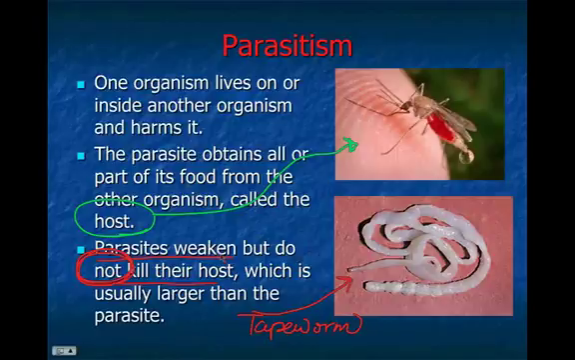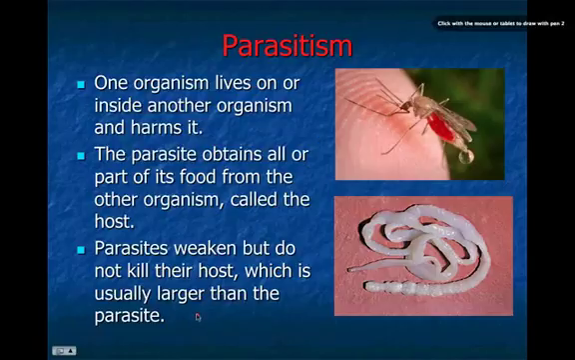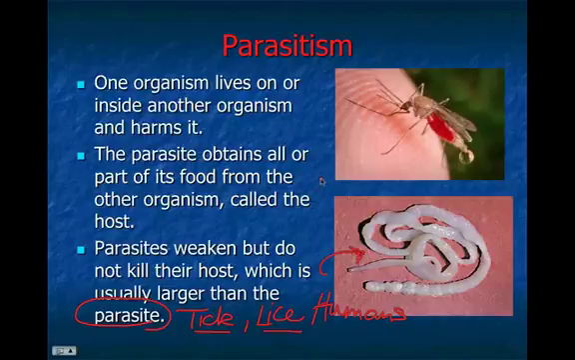Another example of a parasite is going to be a tick. A tick is an example of a parasite. Lice is another example. So ticks and lice, those are examples that actually affect humans. Well, tapeworms, we can get tapeworms from eating meat that might have the eggs in them. And of course, we can get stung by a mosquito.